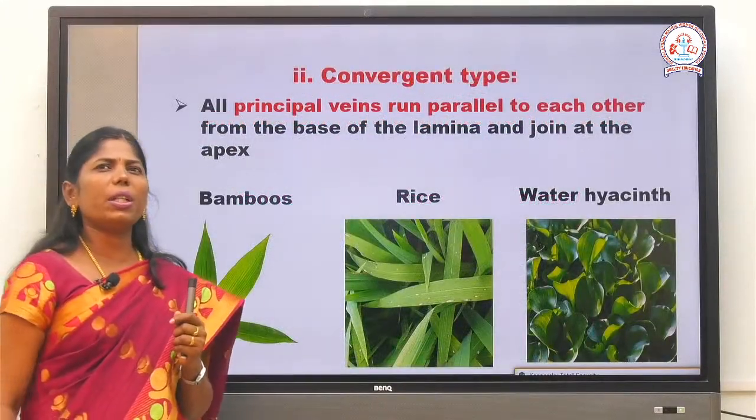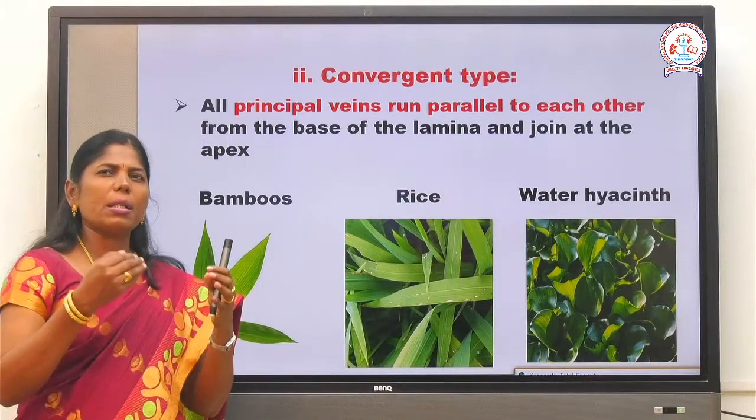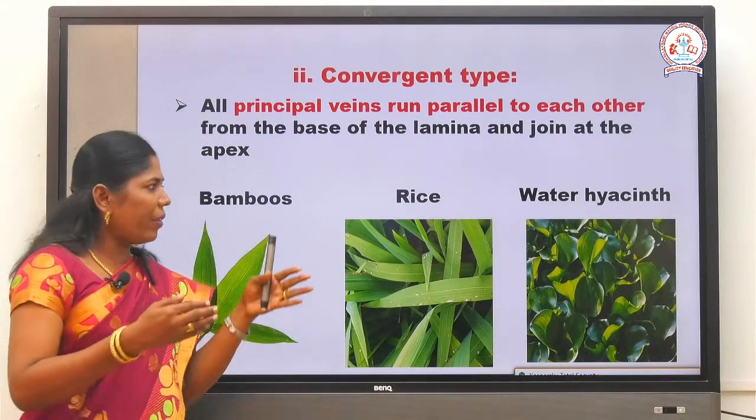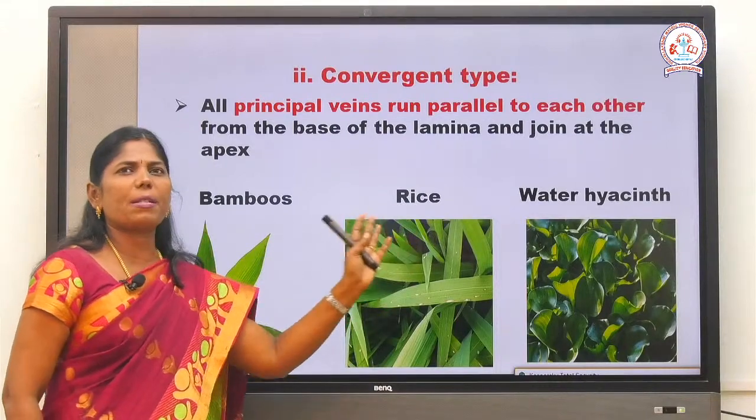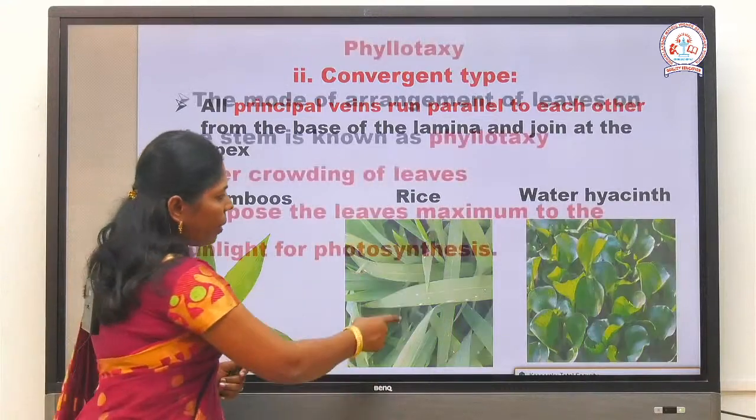So the next one is the convergent type. All the principal veins run parallel to each other from the base of the lamina, but everything is joined together in the apex region. Examples are bamboo, rice and water hyacinth.